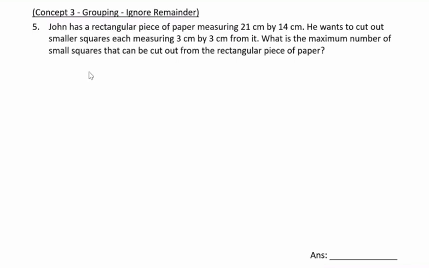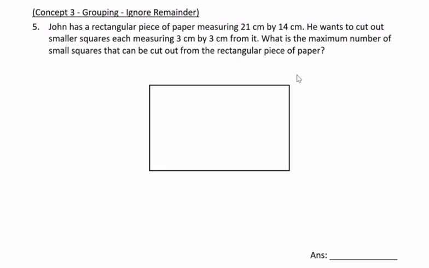Okay, which is concept 3, grouping. So John has a rectangular piece of paper measuring 21 cm by 14. So I'm just going to draw a rectangle, label 21 cm for the length, 14 cm for the breadth. Okay, so he's going to cut out smaller squares, each measuring 3 cm by 3 cm.